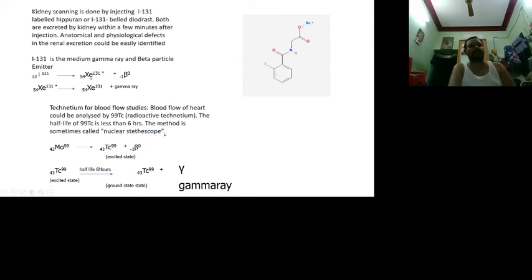Iodine 131, as soon as it enters the bloodstream, emits beta particles, forming xenon in the excited state. This excited xenon is converted into the ground state by emitting a gamma ray. This gamma ray is used to capture images of the anomalous behaviors of your kidney.